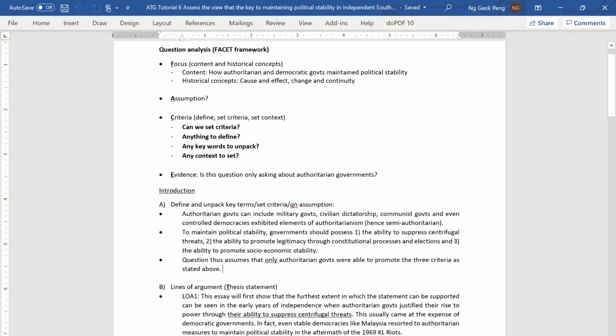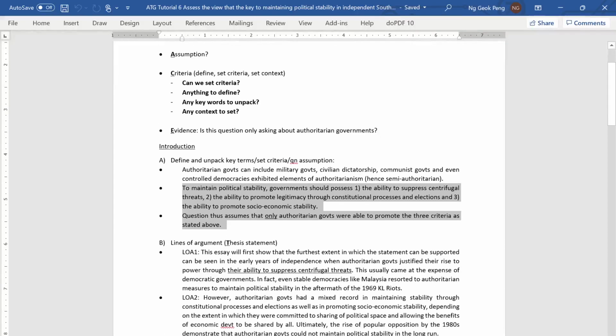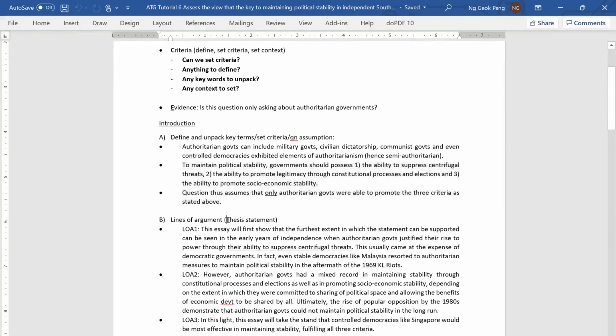And then the question assumption, because the keyword here is key. The question thus assumes that only authoritarian governments were able to promote the three criteria as stated above. Remember, as I've tried to emphasize in the last few tutorials, there must be an alignment between your criteria and your question assumption. Otherwise, you don't want your criteria to be a white elephant, just put there for fun. If you set criteria, then you better make use of it and refer to it. So let's look at your thesis statement, which is your lines of argument. As usual, we have three lines of argument. Let's look at the first one.